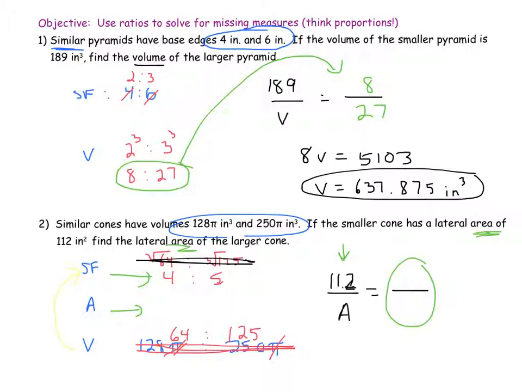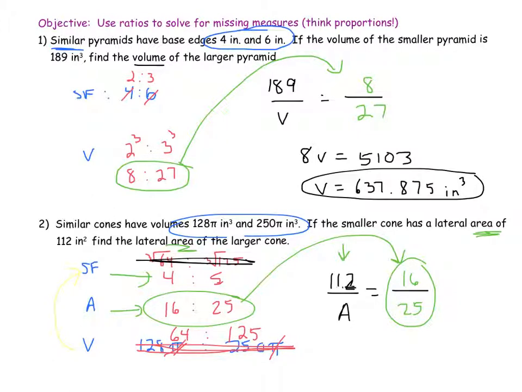So I'm going to take the 4 and the 5, and I'm going to square them. Ratio of areas should be 16 to 25. Bingo, that's what I needed. That's going to go over here. 16 and 25 is my ratio of areas for two similar solids that have a ratio of volumes 64 to 125.